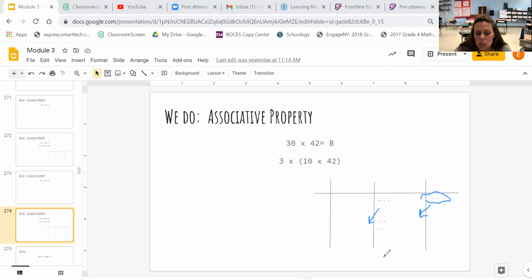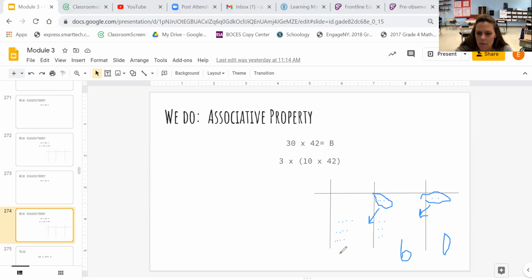1, 2, 3. Our 4 in the tens place is now going to move to the hundreds place. 1, 2, 3, 4. And we're going to do that 3 times because we're multiplying by 3. Then we add them all up. So in the ones place, we have nothing there. In the tens place, 2, 4, 6. In the hundreds place, we have 4, 8, 12.